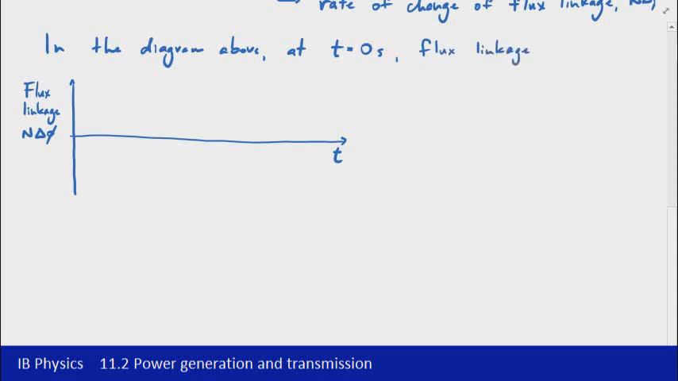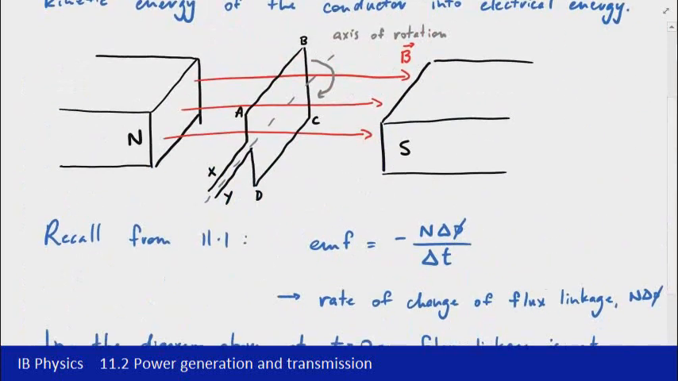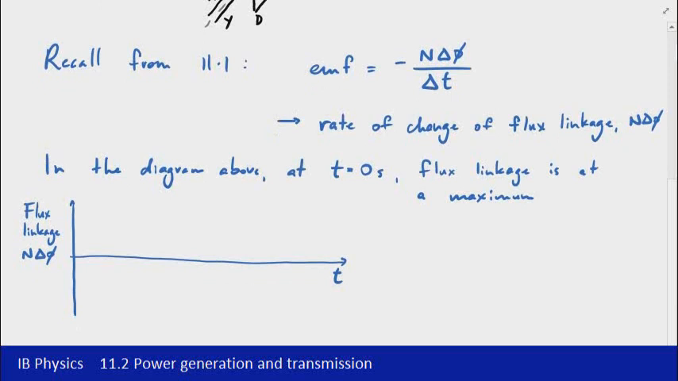So at t equals 0, the flux linkage is at a maximum. Just go back up to that diagram. If you think about that scenario, the greatest surface area of this loop is currently being presented to that magnetic field, so the largest area as that coil is rotating. So the area is at its greatest, and given that the magnetic field strength is constant, the flux linkage will be at a maximum. So at t equals 0, we can put a mark on here to show what the flux linkage would be at that point in time.